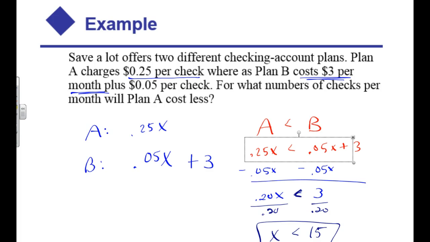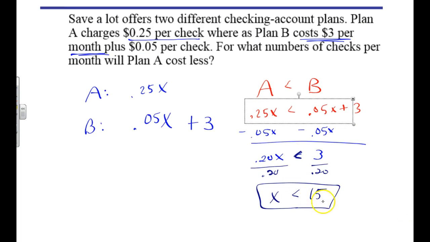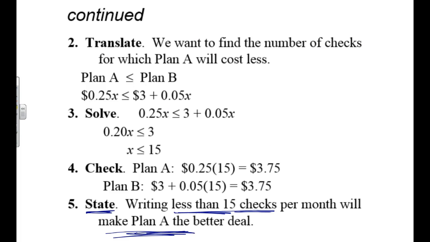If you just kind of leave this as x is less than 15, maybe we're not really answering the question, because it says for what numbers of checks. So if you write 15 checks, it's not better. So the answer is less than 15 checks is what's better.